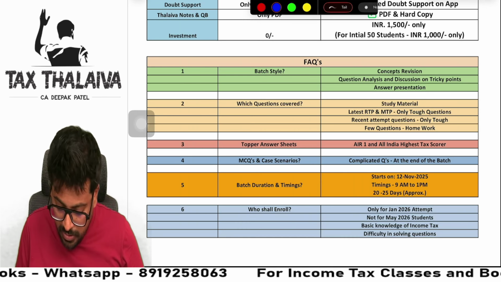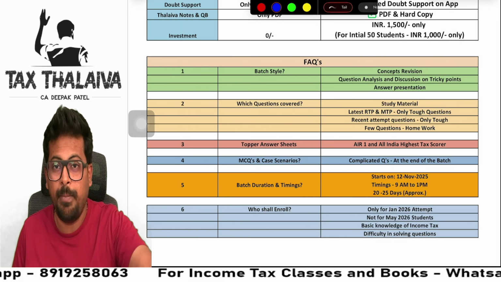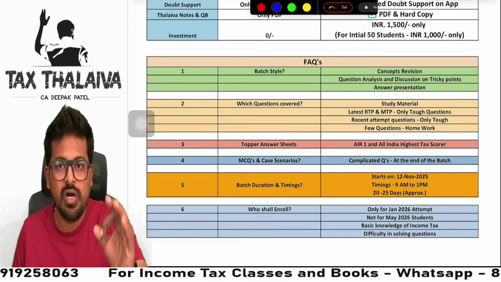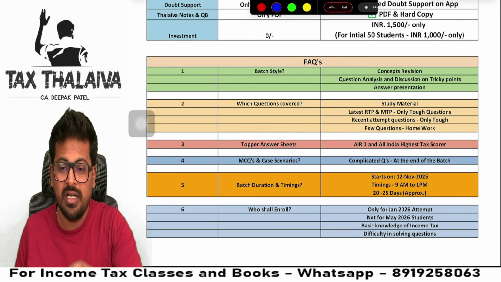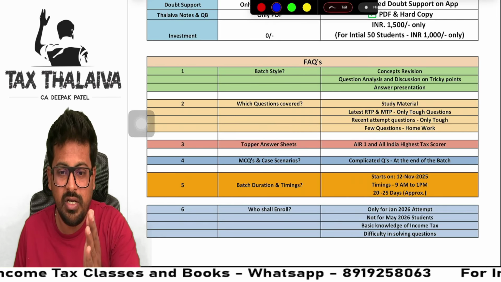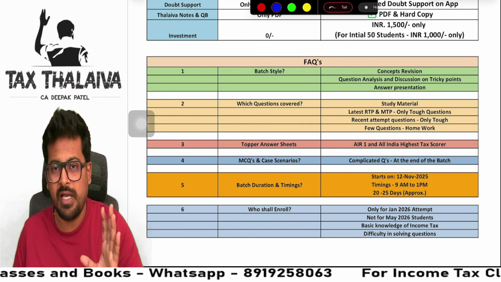So mind you, here 9 to 1 p.m., if you give income tax, you need not prepare anywhere else. You just need to work on the homeworks which I'll be giving. Otherwise, income tax will be done in another 2-3 weeks. 20-25 days means 3 weeks of time roughly, guys. 3 to 4 weeks maximum.